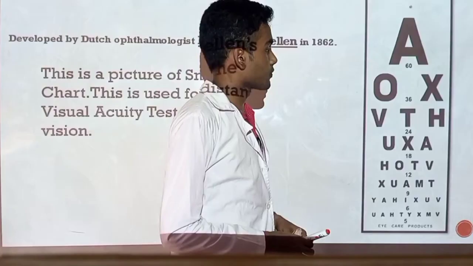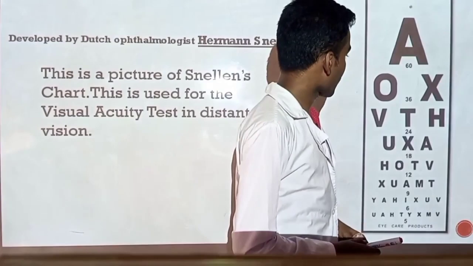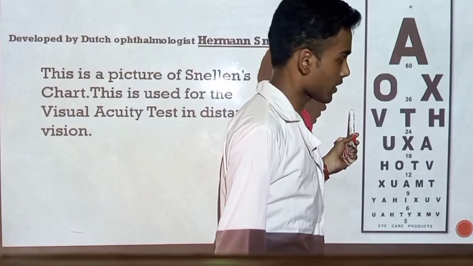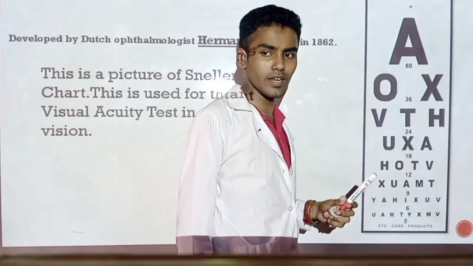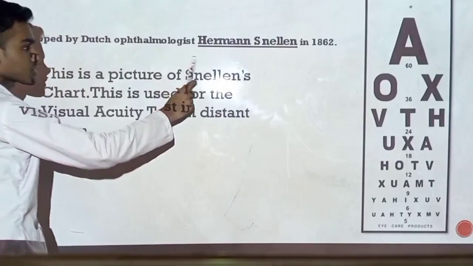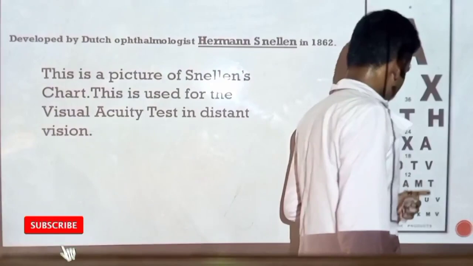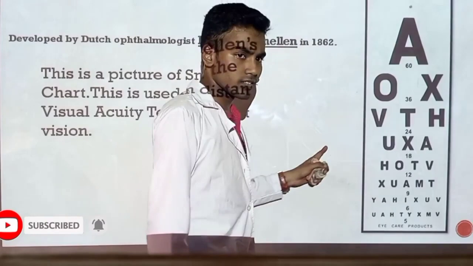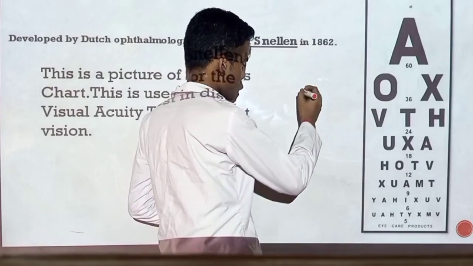Very good afternoon. I hope you all are seeing this picture on the screen. This is the picture of the Snellen's chart, and this chart is mainly used for the distance vision in the visual acuity test. This chart was developed by the Dutch ophthalmologist Herman Snellen in 1862. It is mainly used for adults and for school-going children in the age of 5 to 15 years or more.